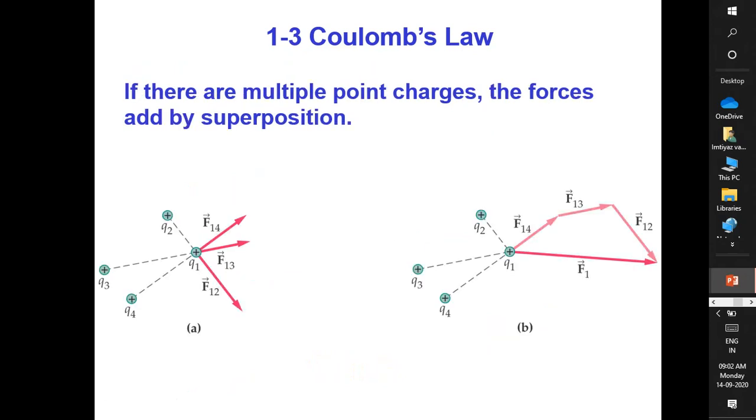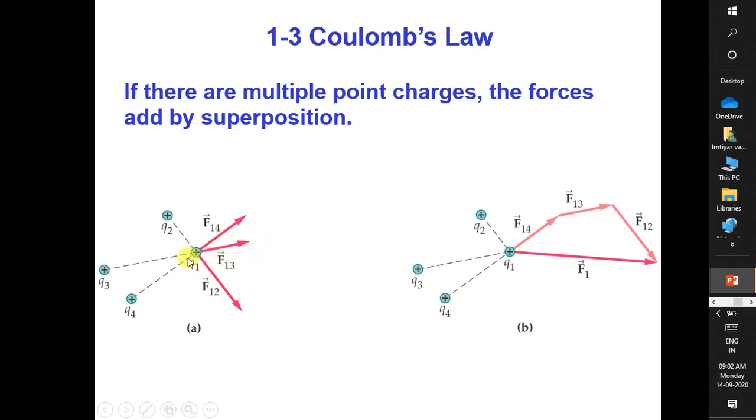Now see here, for multiple point charges the force is found by the superposition theorem. We have already studied the superposition theorem. So this is basically dependent on the superposition theorem: F14, F13, F12.